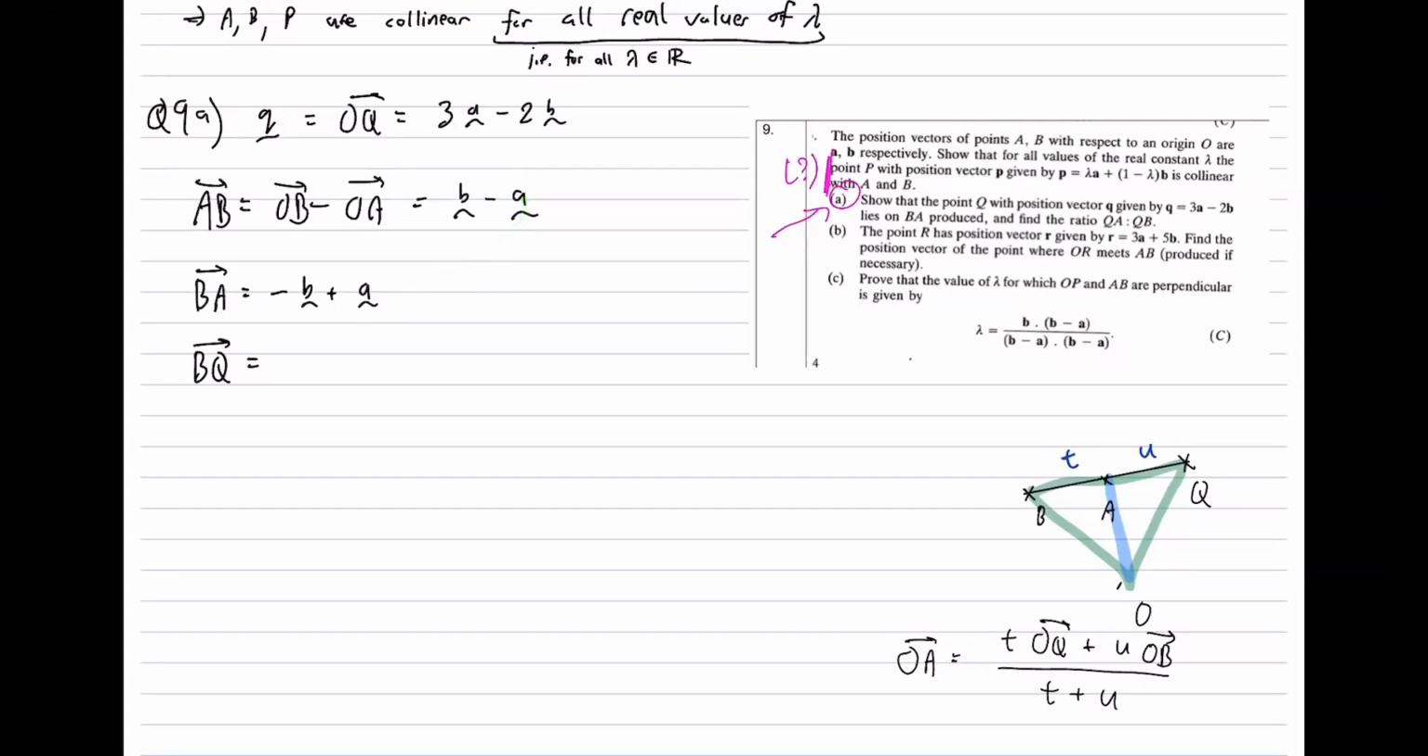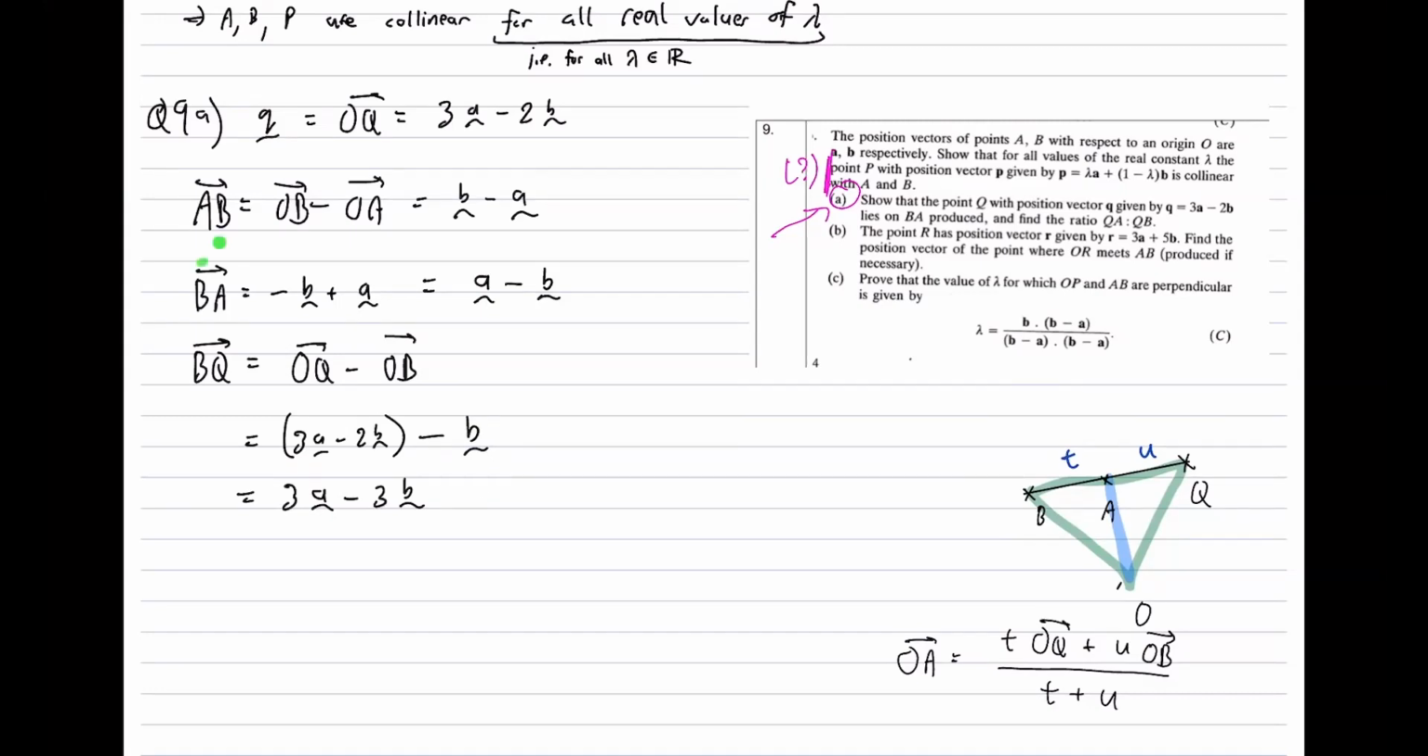Because I noticed this is the picture we need to have eventually. BA is in this direction, BQ will be in the same direction. Then we don't have to worry about negative sign. So let's focus on BQ now. It will just be OQ minus OB. What's OQ? The 3A minus 2B. Then we just subtract the B. So we get 3A minus 3B. Maybe it's better if I rewrite this as 3 times A minus B.